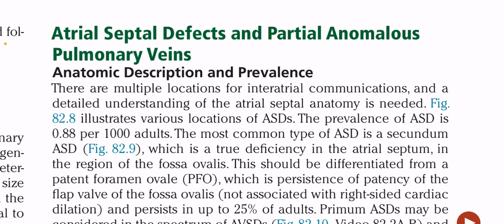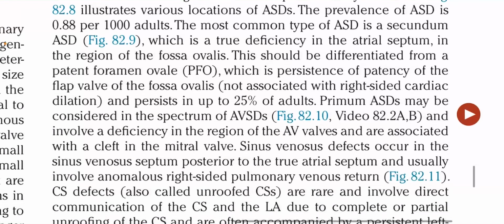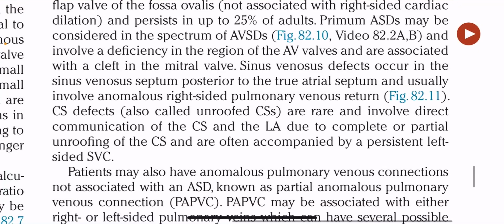The prevalence of ASD is 0.88 per 1000 adults. The most common type of ASD is a secundum ASD, which is a true deficiency in the atrial septum in the region of the fossa ovalis. This should be differentiated from a patent foramen ovale, which is persistence of patency of the flap valve of the fossa ovalis, not associated with right-sided cardiac dilation, and persists in up to 25% of adults.